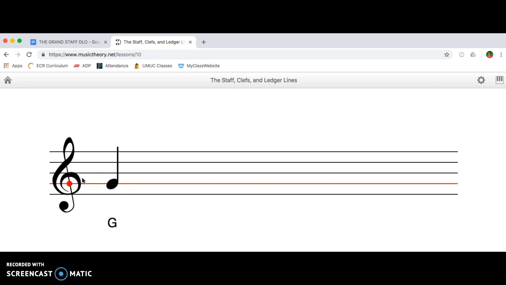The staff line which the clef wraps around, see right here, it goes whoop, and it wraps around this line, G, shown in red. Any note placed on this line becomes G and sounds like this. The note on the space above the G is A and sounds like this.